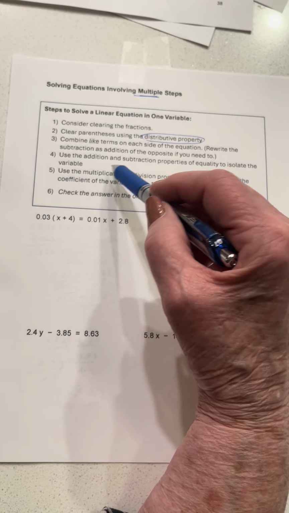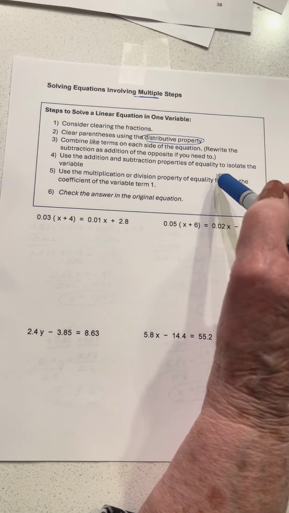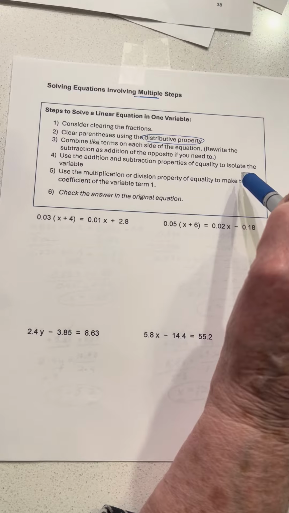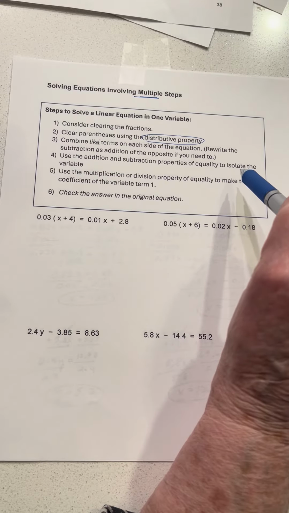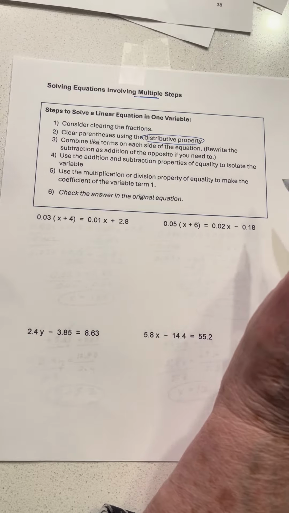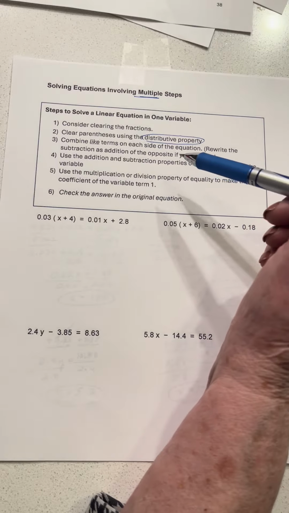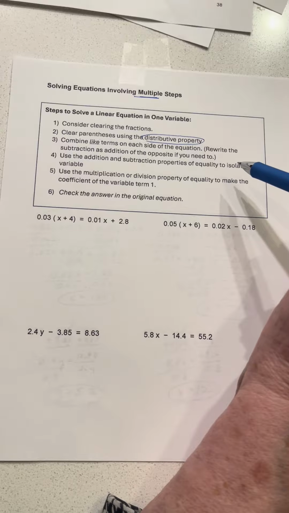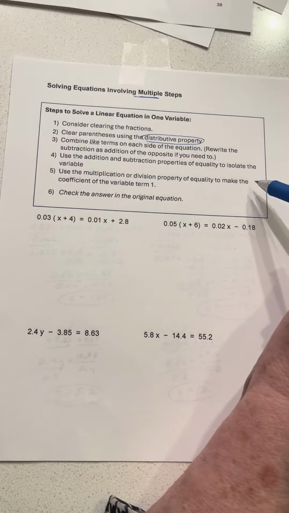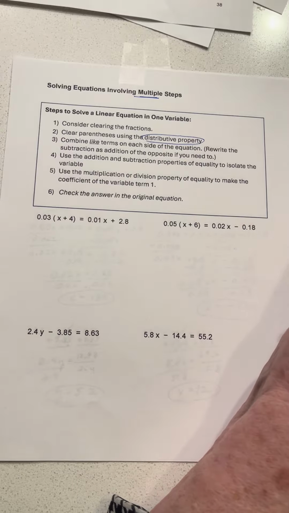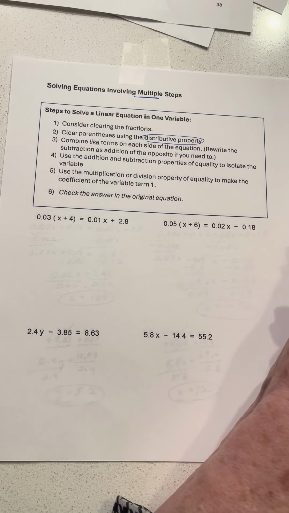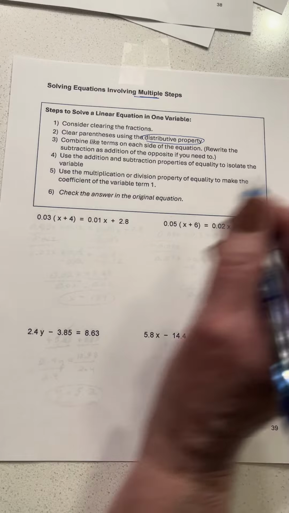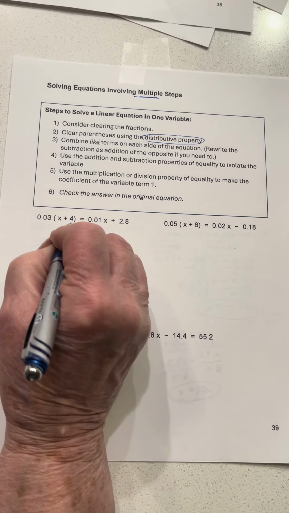And we'll use addition and subtraction properties of equality to isolate the variables on one side, and we'll isolate the constants on the other. Then we'll use the multiplication property of equality to make the coefficient of the variable 1. We know that. And then you can check your answer if you want, put it back in your calculator and see if it works.